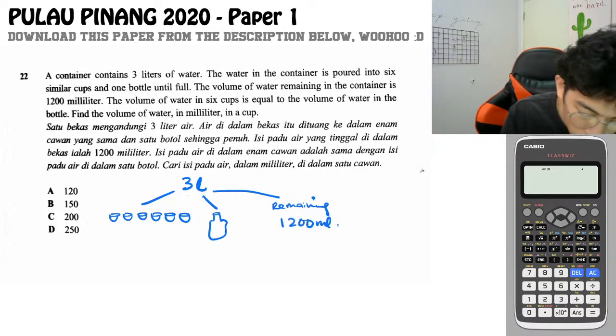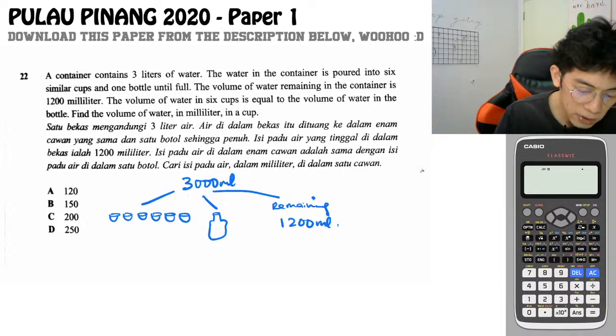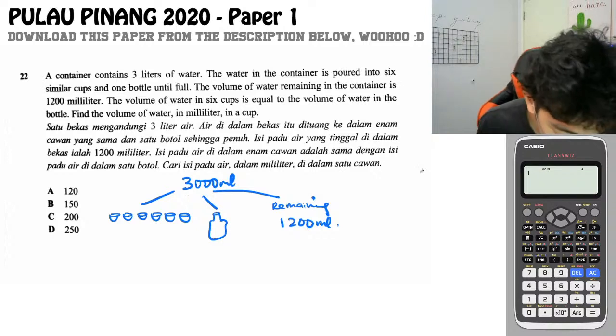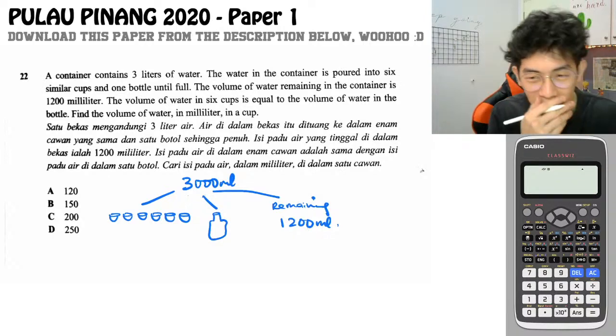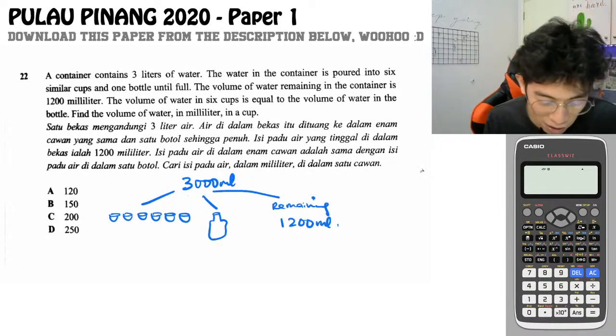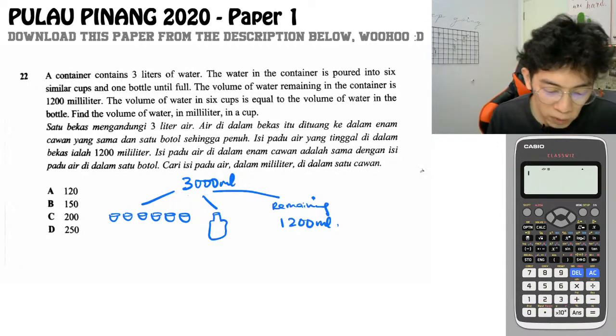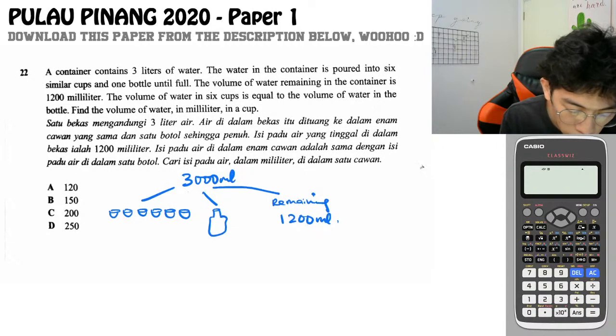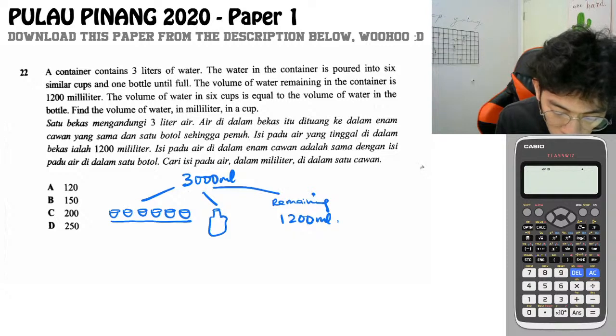Everyone, I'll make it 3000 ml because it says ml. But students, remember just now I said I like liters, so it depends on you. You want to make it liters also can. It's just that I don't like decimal. For this case, the number is not that big, so I make it milliliters. Sorry. The volume of water in 6 cups is equals to the bottle.